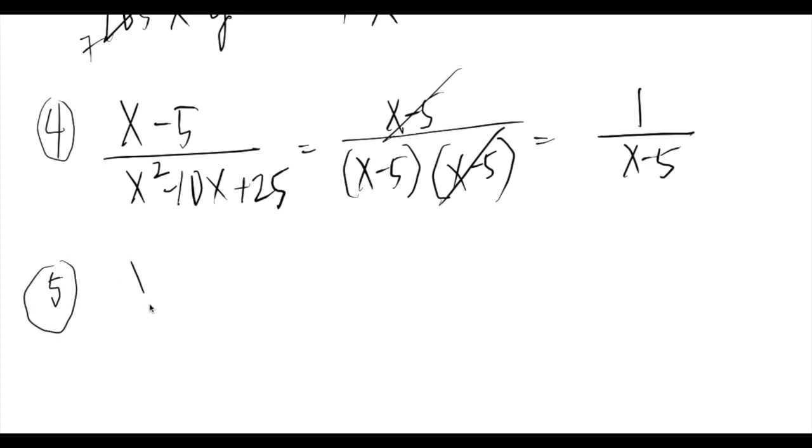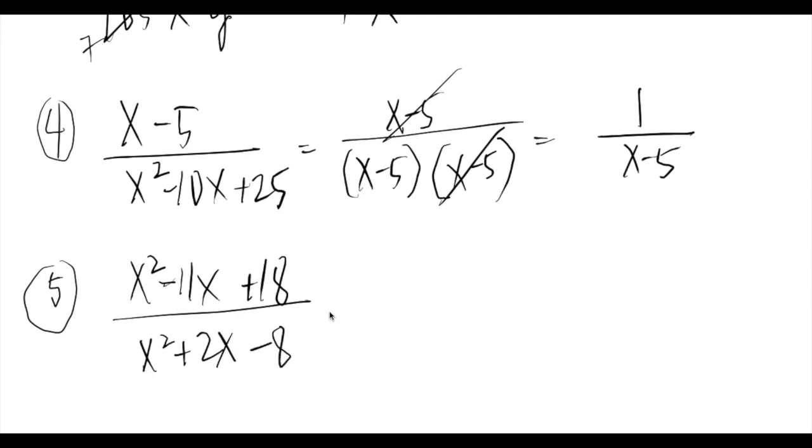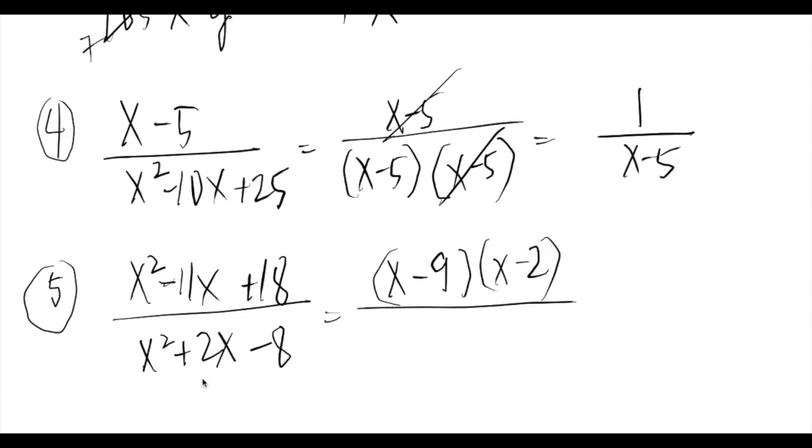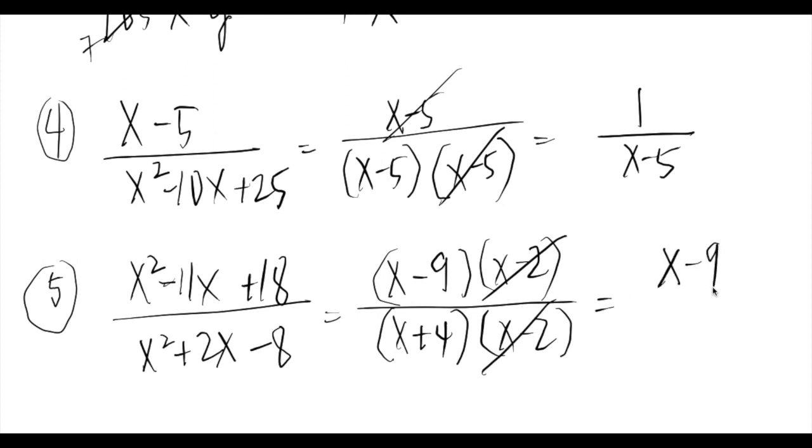Number 5. X squared minus 11x plus 18 over negative x squared plus 2x minus 8. Factors nito is x minus 9 times x minus 2. Itong nasa baba, that would be x plus 4 times x minus 2. Common factors, x minus 2. Naiwan tayo with x minus 9 over x plus 4.